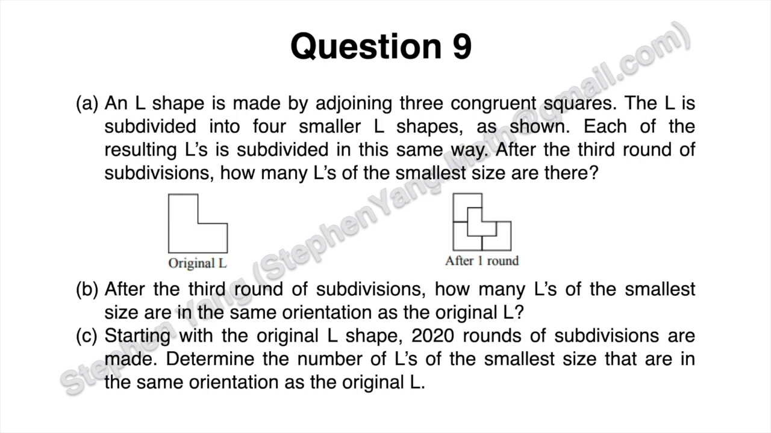And part B is: after the third round of subdivision, how many L's of the smallest size are in the same orientation as the original L? And part C is: starting with the original L shape, 2020 rounds of subdivisions are made. Determine the number of L's of the smallest size that are in the same orientation as the original L.